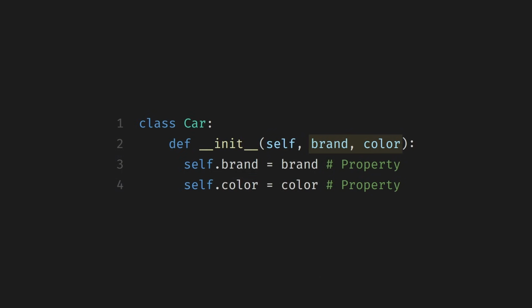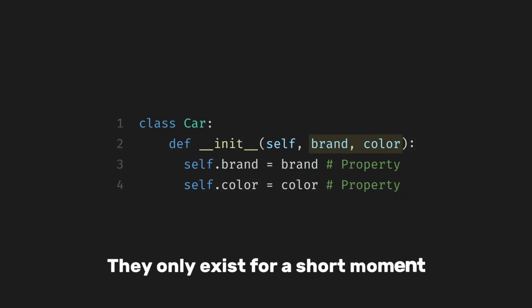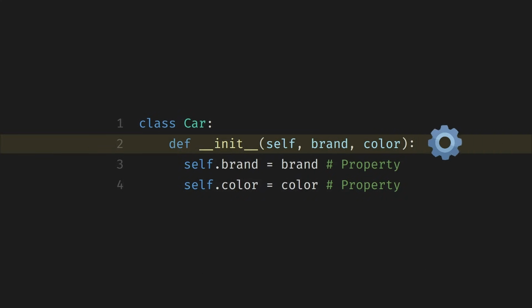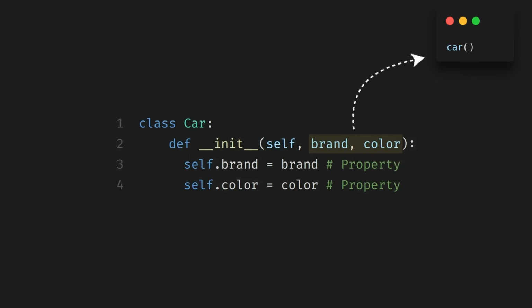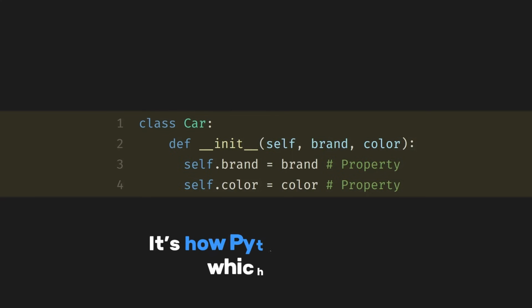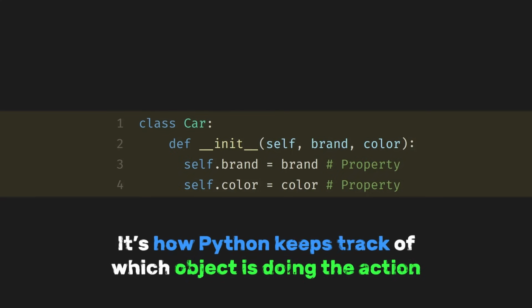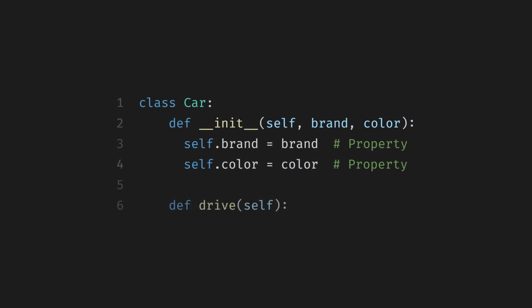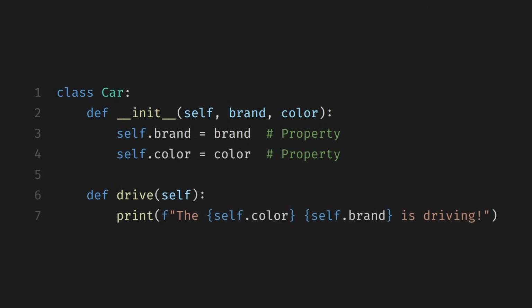The other parameters, like brand and color, are just values you pass in when you create the object. They only exist for a short moment while the __init__ method is running. Their job is simple. Take those values and store them inside the object using self. That's why you'll see self as the first parameter in every method inside a class. It's how Python keeps track of which object is doing the action. Let's add another method called drive inside the class. For context, we're going to call functions inside a class methods.